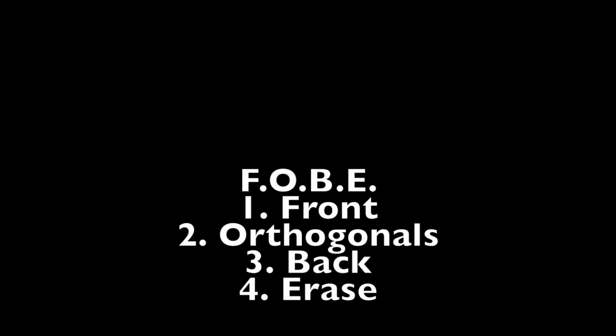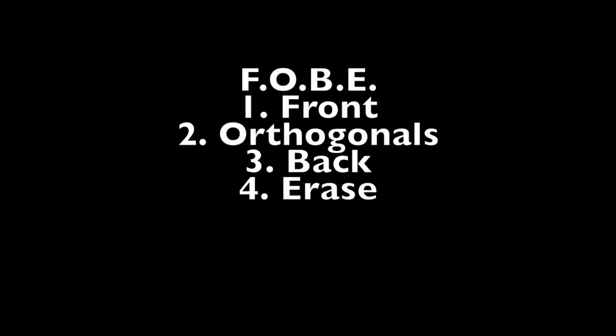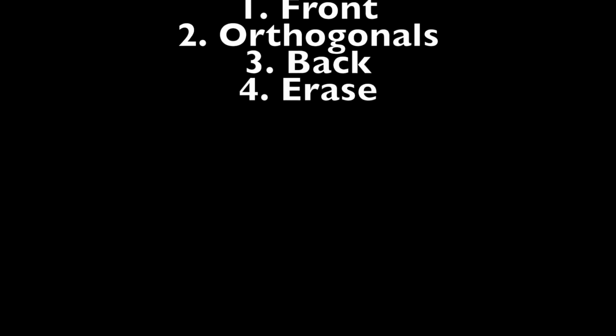Now we're going to move on to actually drawing in one point perspective. And for that, there's an abbreviation you can remember to make things easier, and it's FOBE, F-O-B-E. And that stands for front, orthogonal, back, and erase. And it's our procedure for drawing boxes.